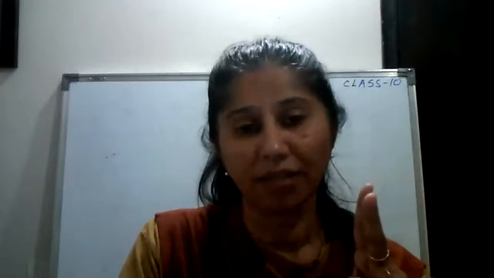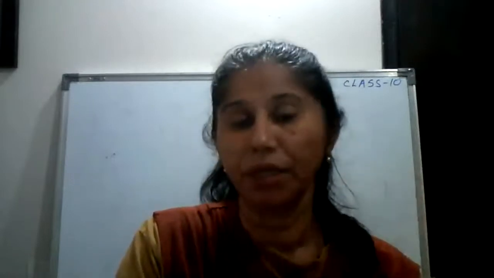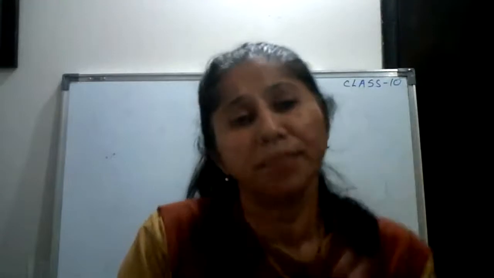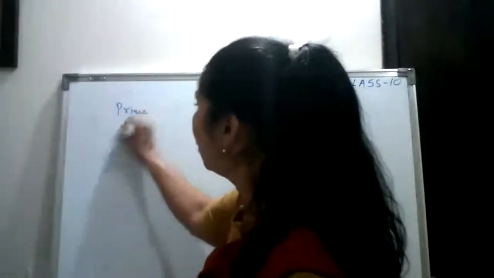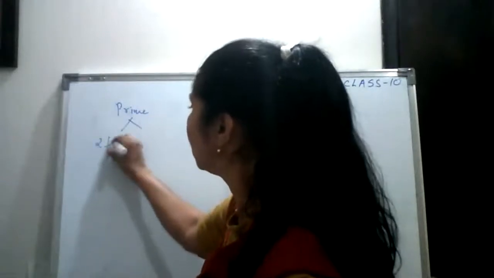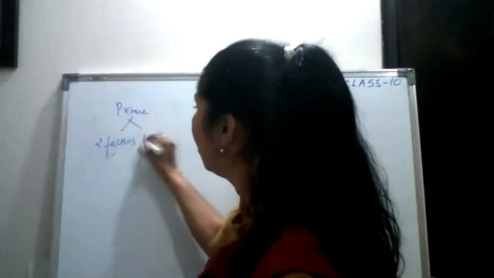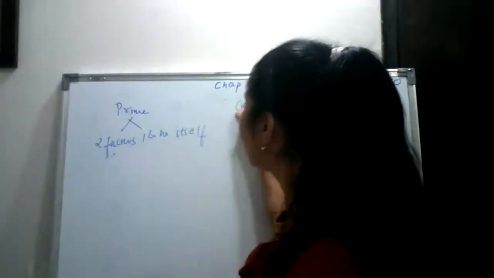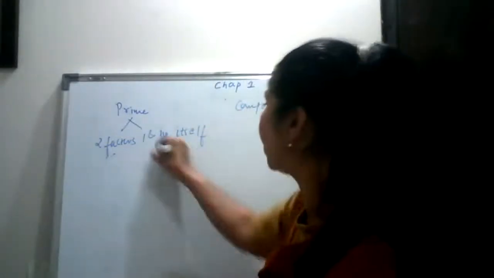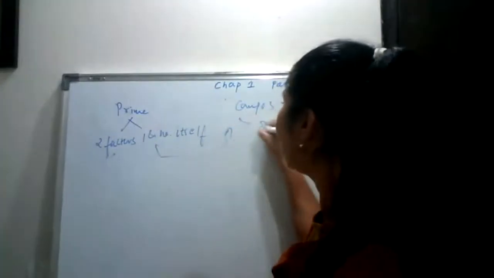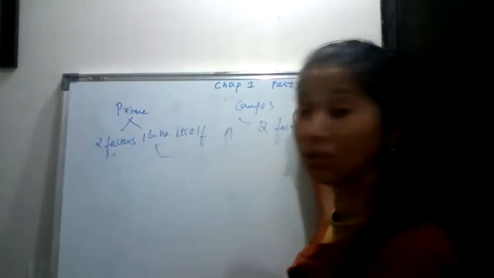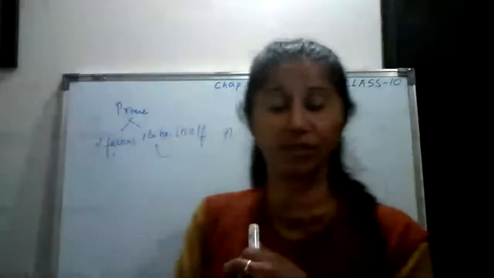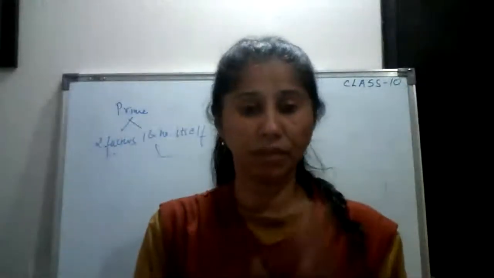जिसके पास सिर्फ दो factors हैं, तो उसको हम क्या कहते हैं? Prime number, right? And composite number is simply opposite of it. So prime has two factors, 1 and the number itself. और जब मैं composite कहूंगी तो क्या होगा? Simple सी definition है इसका opposite, यानी कि greater than two factors. Those numbers which have more than two factors, we call them composite numbers, right?